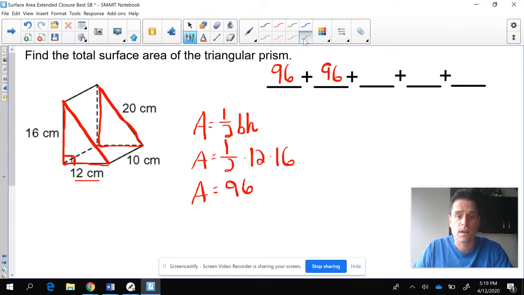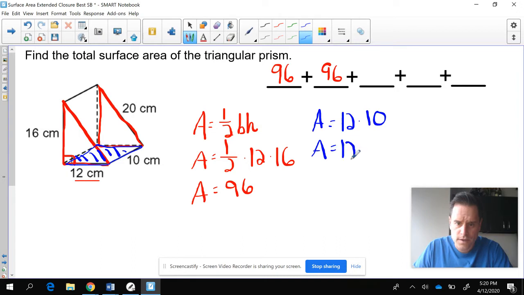Let's keep going. So I'm going to take a look at the bottom here, and it doesn't matter. You don't have to go in the same order as me, but I think it helps to outline. I also think it helps to use different colors, and we're going to find the area of that as well. So that's just going to be 12 times 10. Plus, it makes it look pretty. That'll be 120.